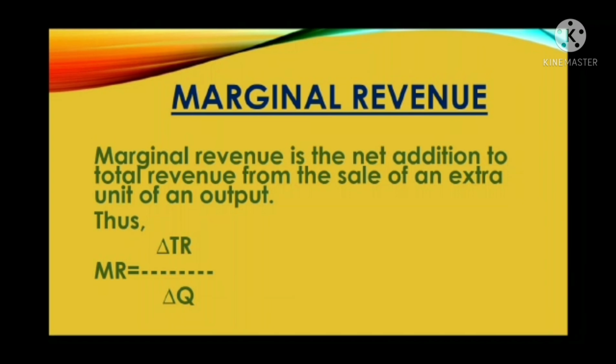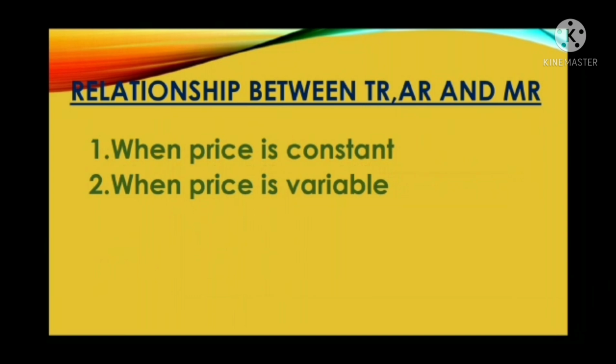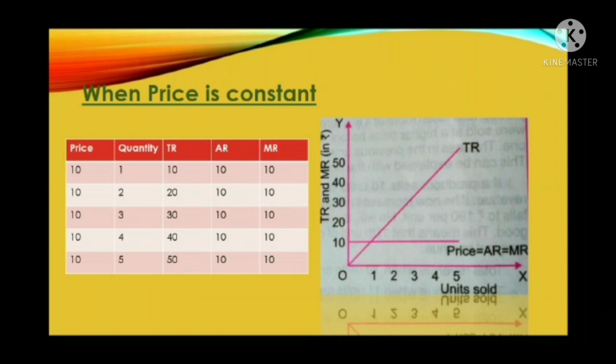Next, relationship between TR, AR and MR: when price is constant, and when price is variable. When price is constant, you see here in this table, price, quantity, TR, AR and MR have been given. The price is fixed at rupees 10. Total revenue increases proportionately as quantity of output is increased. Average revenue is fixed and is equal to marginal revenue. Here, AR is also equal to price. Therefore, P equal to AR equal to MR.